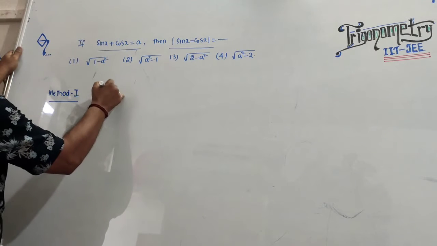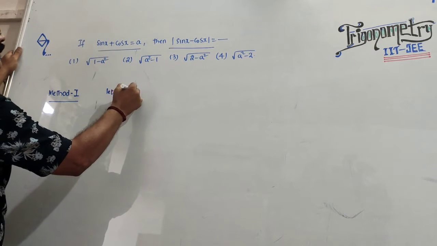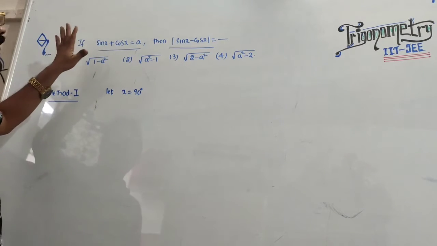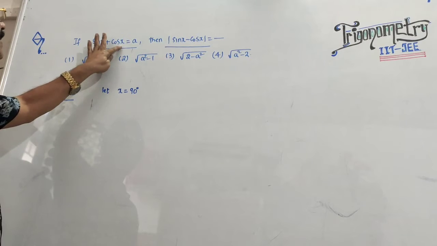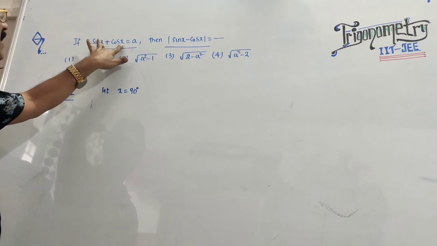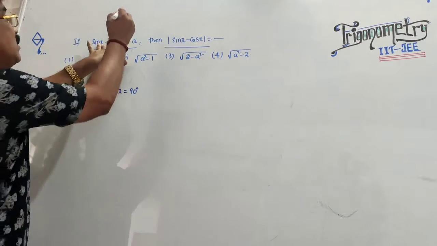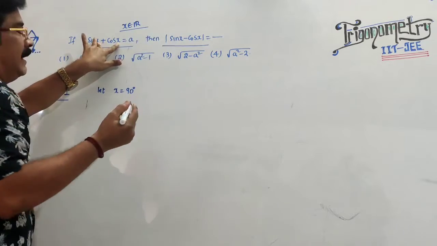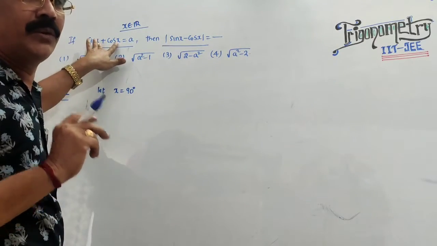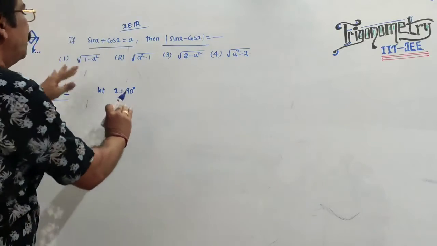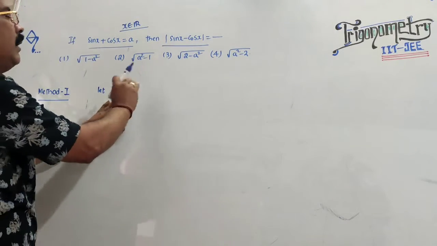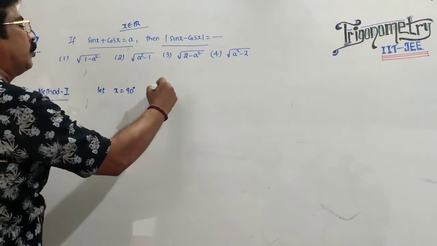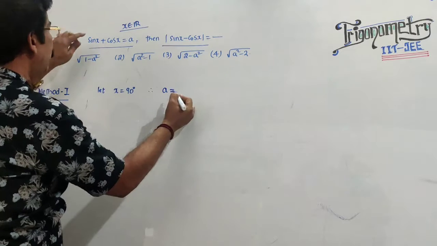Method 1. Let x equal to 90 degrees. Understand? What does it mean? sin x plus cos x is equal to a. What is x? The condition is not given, which means x is any real number. Why should we take an unnecessary large real number? It is not necessary. Simple. You can take x equal to 0 or x equal to 90. Understand?